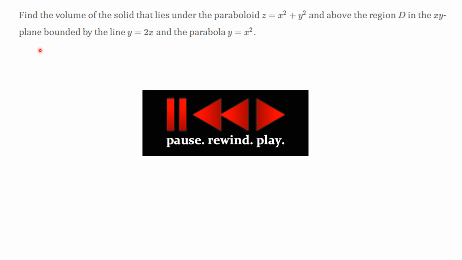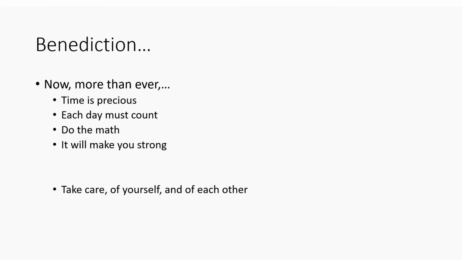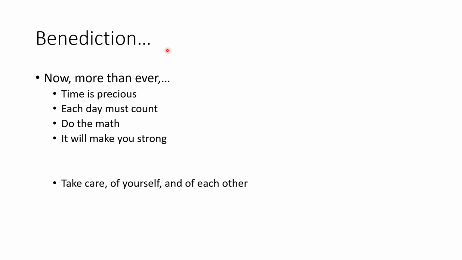Let's look at another problem. So here I'm asking you to find the volume of the solid that lies underneath this paraboloid z equals x squared plus y squared and above the region D in the xy plane bounded by the line y equals 2x and the parabola y equals x squared. You know what to do. And we'll see how you did when we pick up with this continuation of this video.